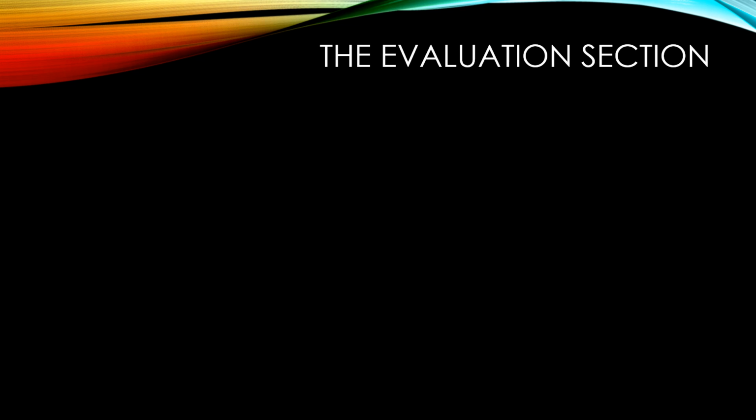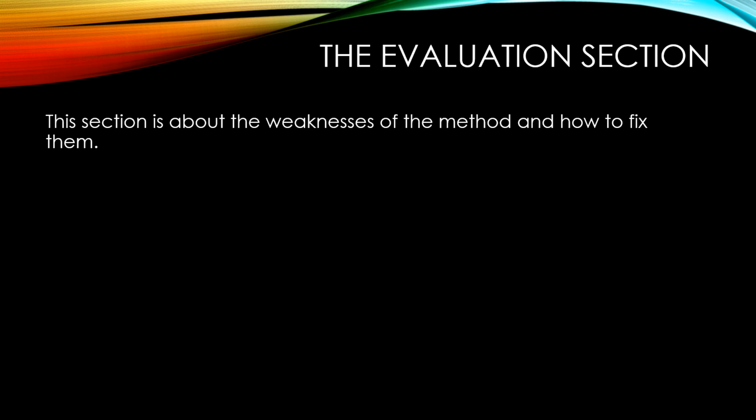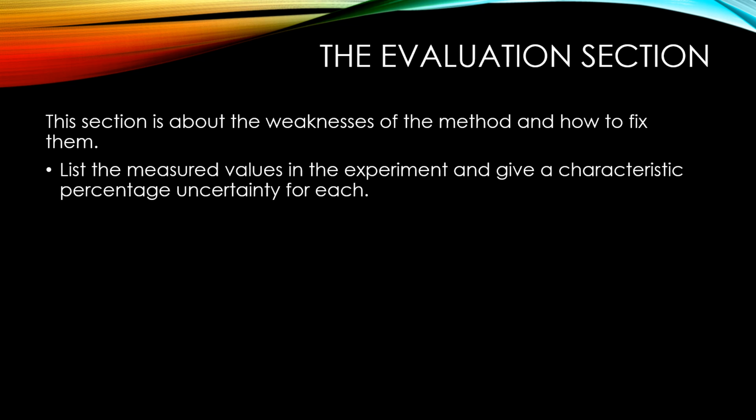The evaluation section is all about how good the practical was. We now have a way of quantifying how good a measurement is. We have its percentage uncertainty. So this section is about the weaknesses of the method and how to fix them. First thing you do is you list the measured values in the experiment and give a characteristic percentage uncertainty for each.